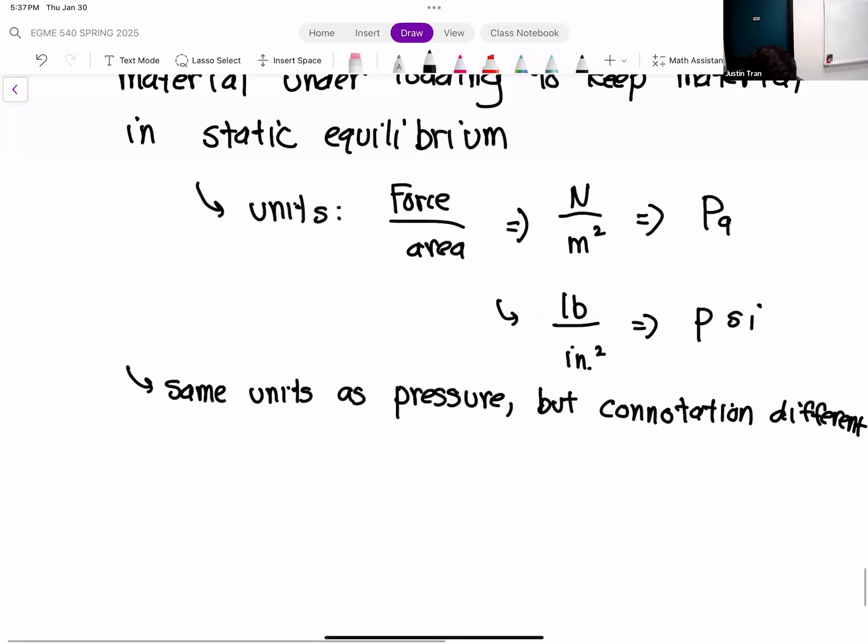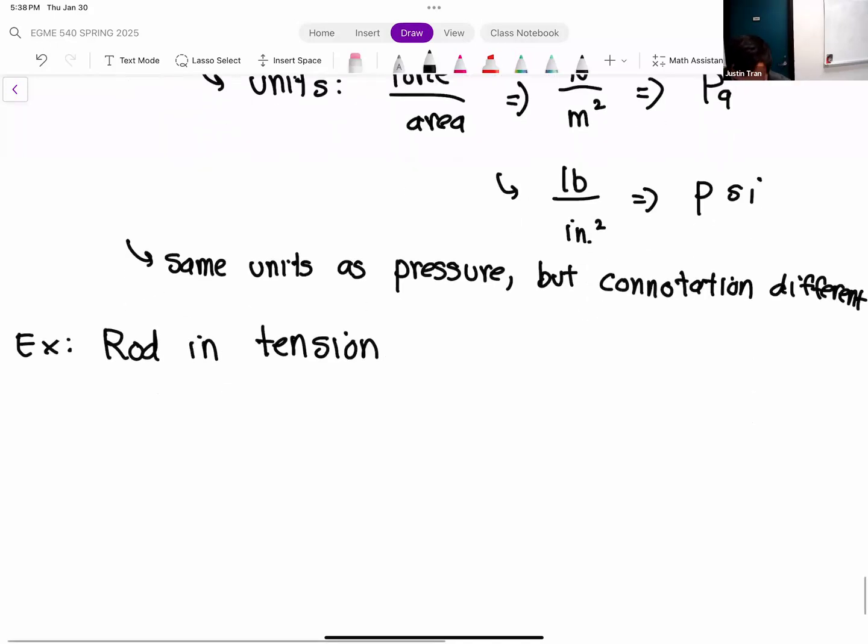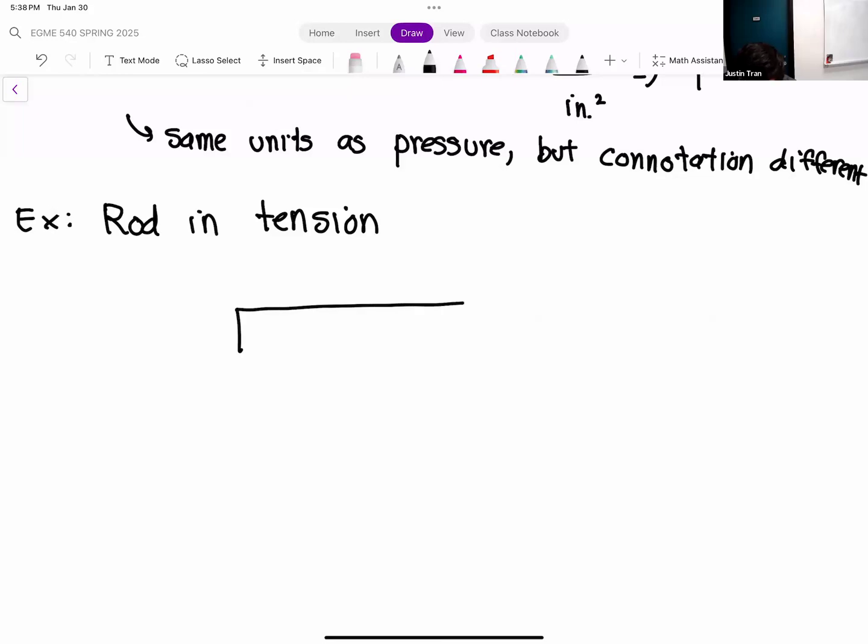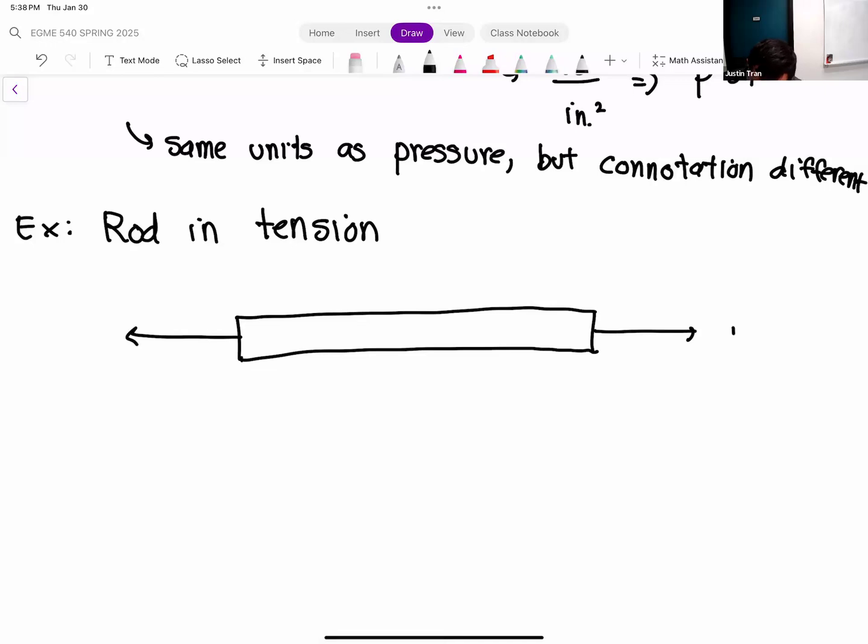So let me just do a very simple example to illustrate. Let's look at a rod that's in tension. We're going to look at a structural rod like this. It's going to be in tension, so we're going to be applying a tensile force on both sides. We're literally taking this rod and trying to pull it apart like this.